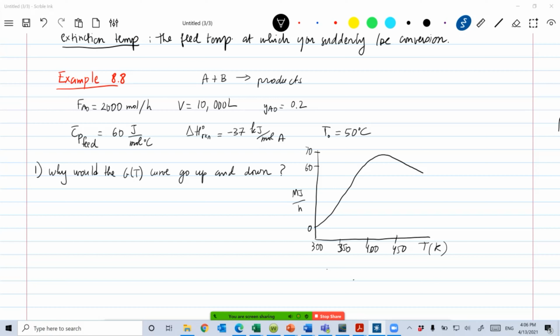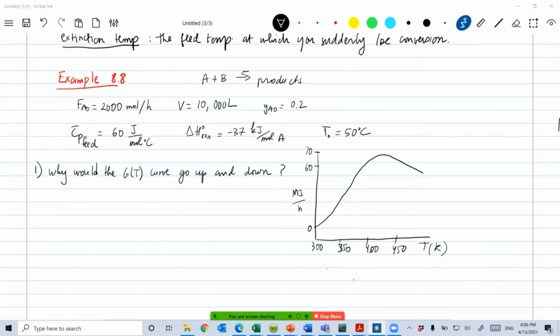So the answer is because this reaction has some reversibility to it. That's pretty much what it is. As you increase temperature, at some point your conversion is not going to keep going up; it's going to go down because equilibrium conversion is going down with temperature. So that's why this happens. That's just a little nugget in the problem, and that's why I chose this one.